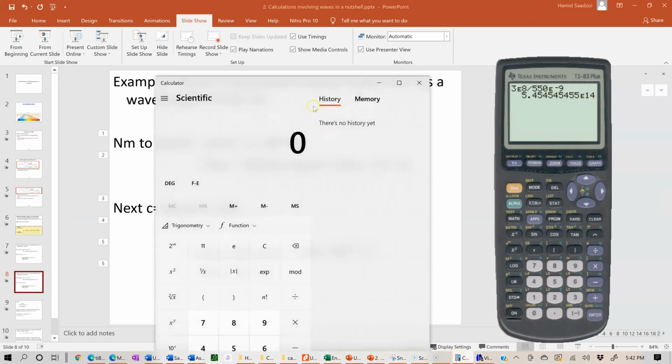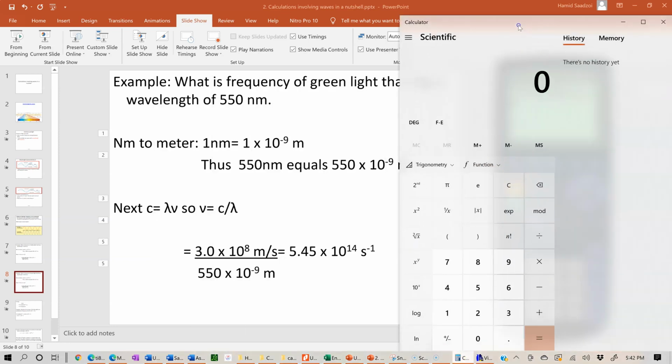We could also do this on a basic calculator, in case you're wondering. So once again, 3. Here, it's an exponent button. So the exponent is going to be 8.